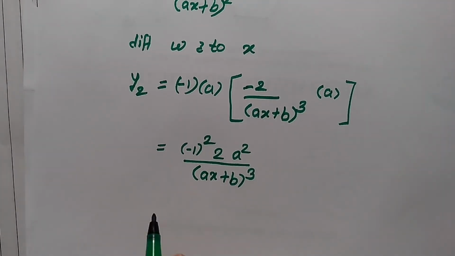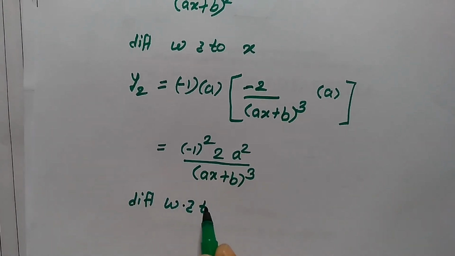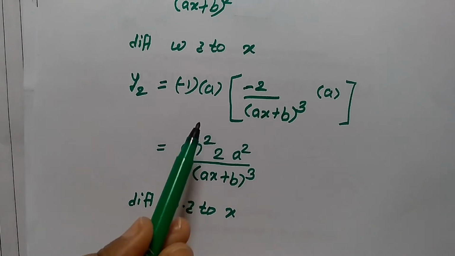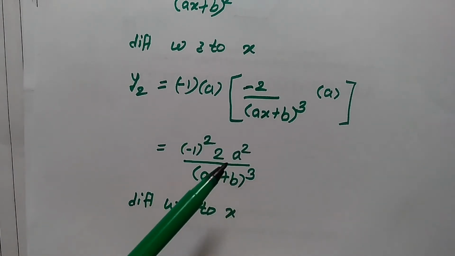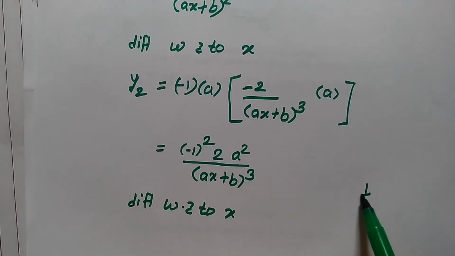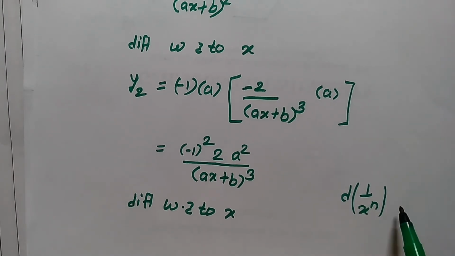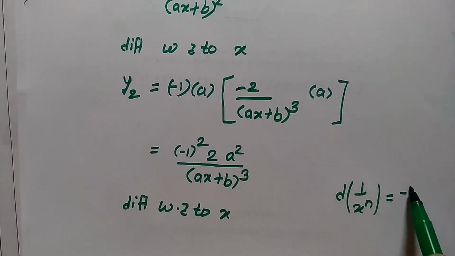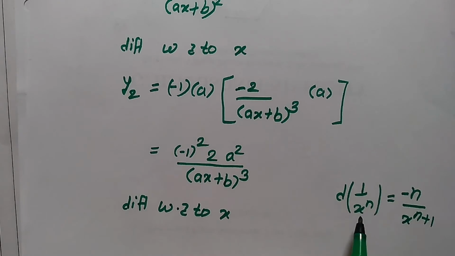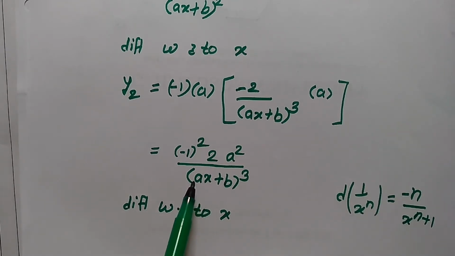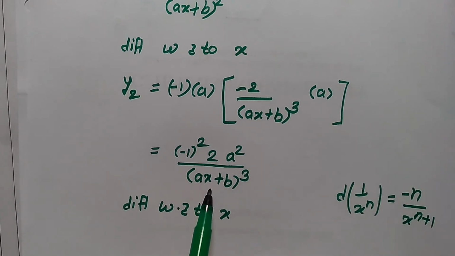If we again differentiate this term with respect to x. If you are not understanding how I am doing the derivative, just remember 1 upon x raised to power n. If we take the derivative of this term, then the derivative is minus n upon x raised to power n plus 1. Here x is single, and in the same way this bracket term contains a single x, that is, there is no power of x. That's why we are doing this same process.